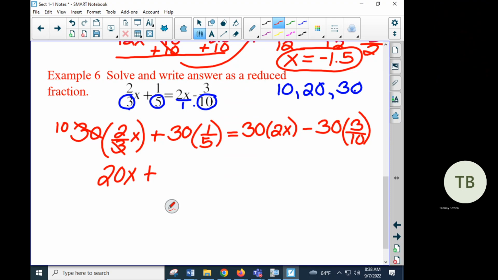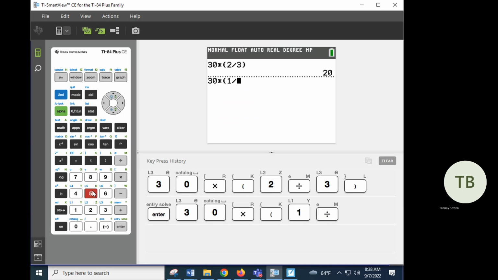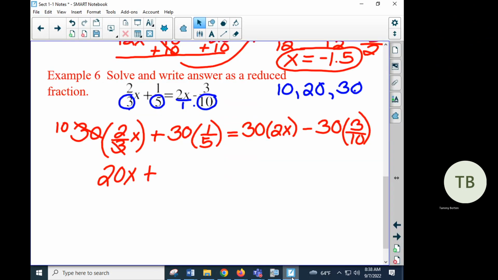When I go to this one, I could go to a calculator and go 30 times parenthesis 1 divided by 5 parenthesis. That's how I do 1/5. And that's 6. But again, if you're really good at mental math, you can just think, how many times does 5 go into 30? 5 goes into 30 6 times. 6 times 1 is 6.